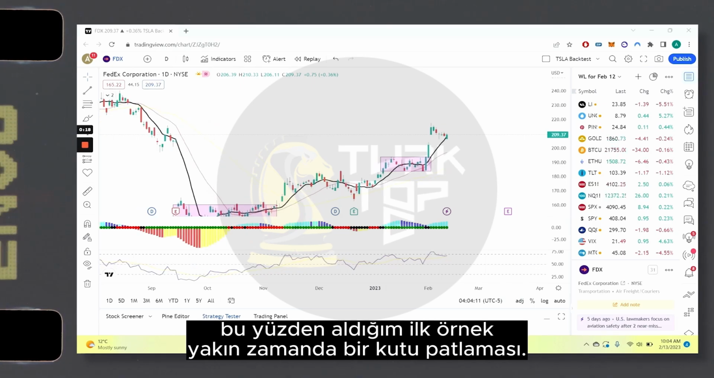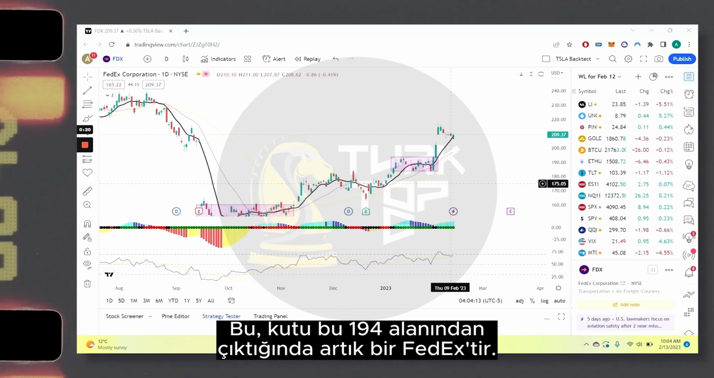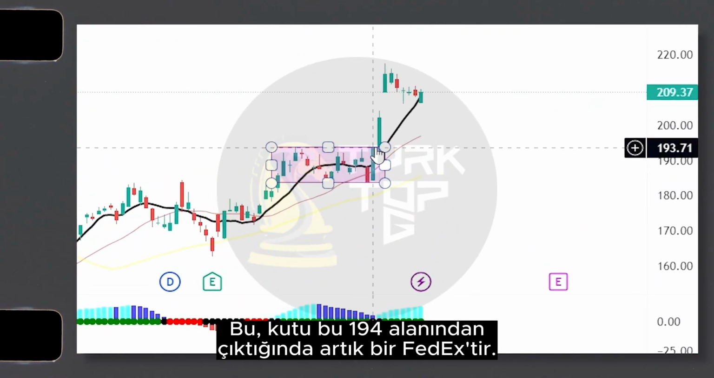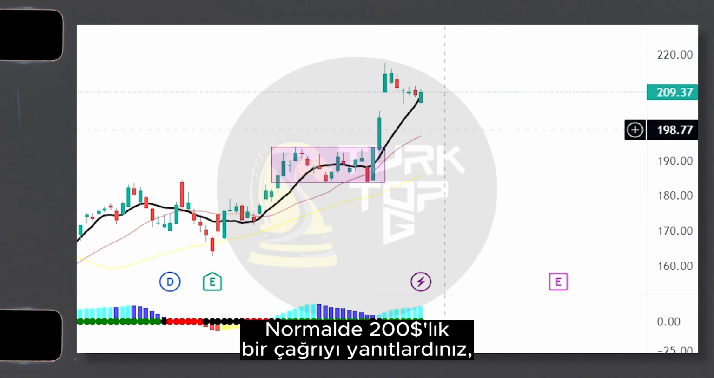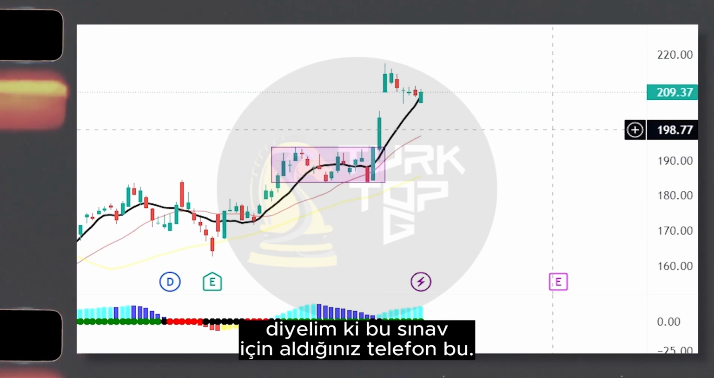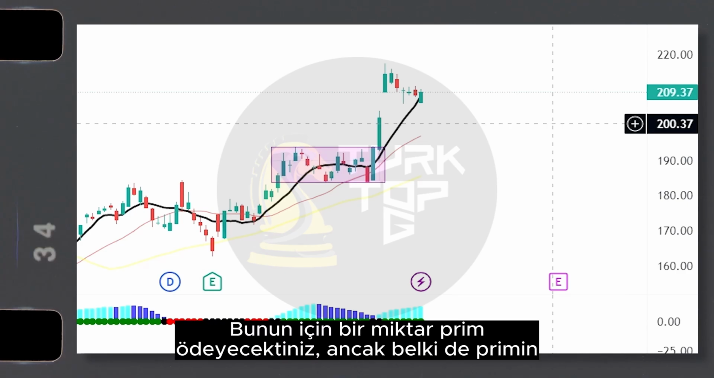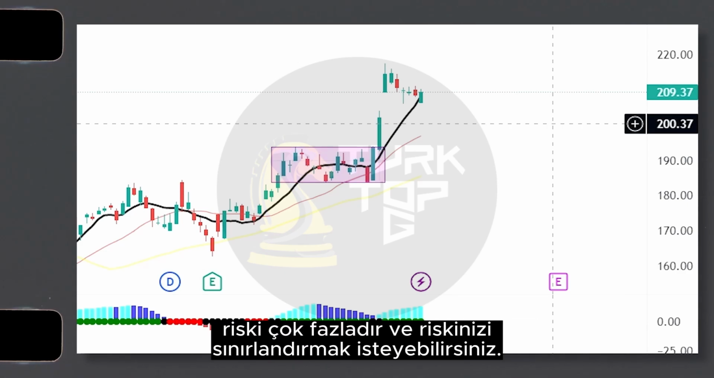So the first example I took is a recent box breakout, that's of FedEx. Now once the box breaks out above this 194 area, usually you would have just picked up a $200 call. Let's say that's the call we are taking for this example. Now, you would have paid some premium for it, but maybe the risk or the premium is too much and you would like to cap your risk.